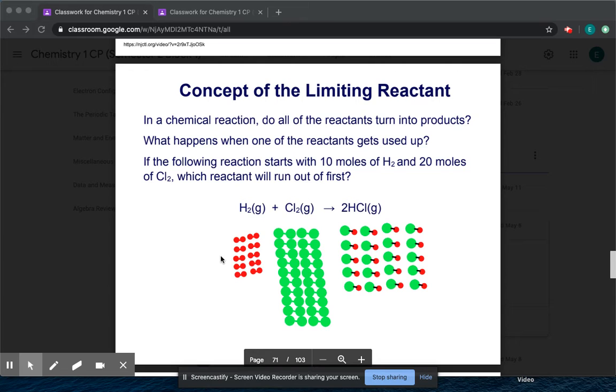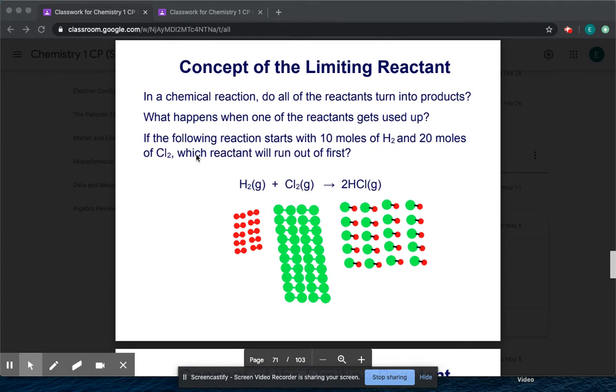You need 2 pounds of flour to make something, you only have 1 pound. So your flour is your limiting reactant. You don't have enough of it to make whatever product that you need. Okay. So here's a quick example.